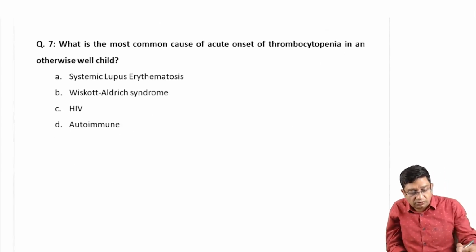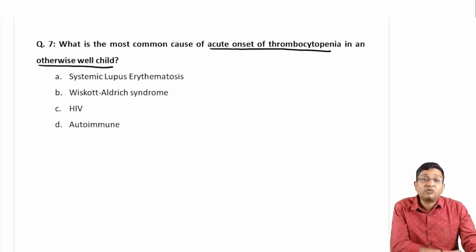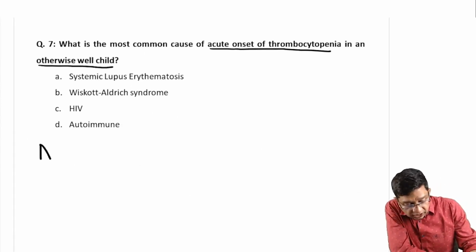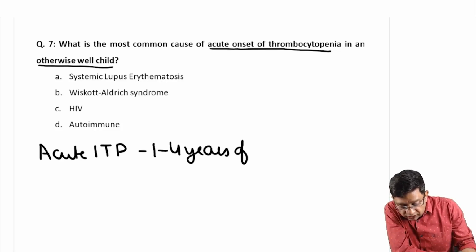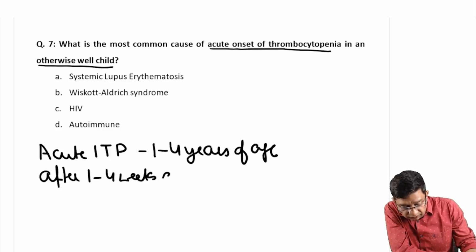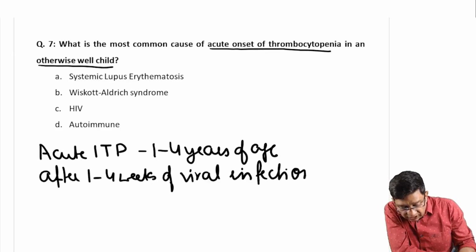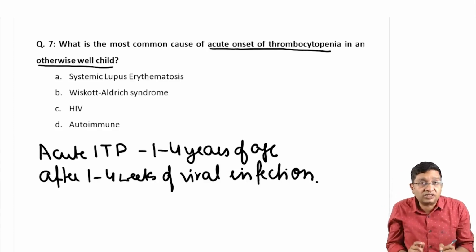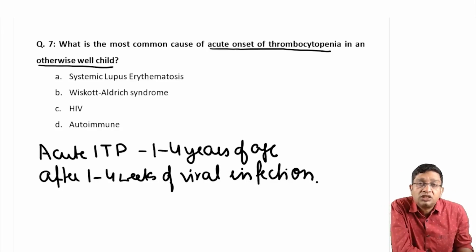What is the most common cause of acute onset of thrombocytopenia in an otherwise well child? So you're talking of acute ITP, and this acute ITP is usually seen in 1 to 4 years of age, 1 to 4 weeks after a viral infection. What basically happens is antibodies are formed against the virus. This reacts with the platelets and damages them. So this results in thrombocytopenia.